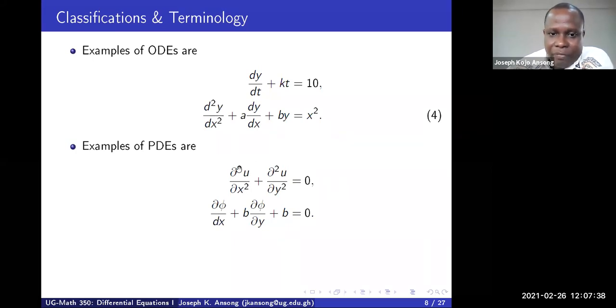See, I'm looking at how u is changing with respect to x, as well as how it's changing with respect to y. So I have two independent variables here, all right? So this is a partial differential equation. The same here, how phi is changing with respect to x, as well as how it is changing with respect to y. And so we get a partial differential equation. All right.